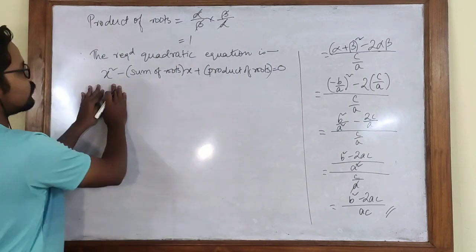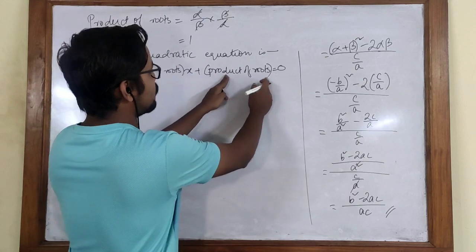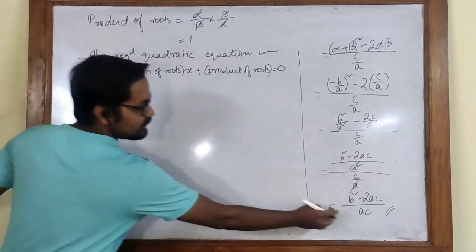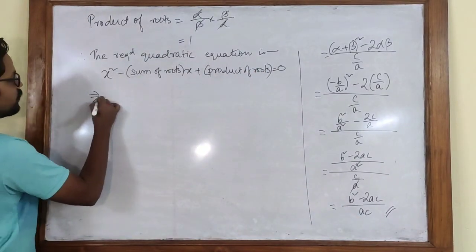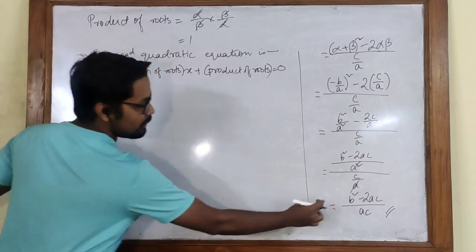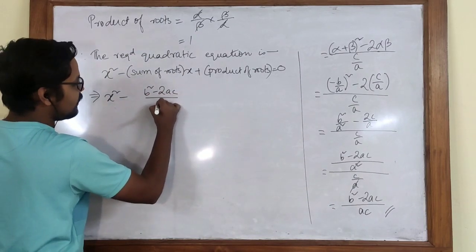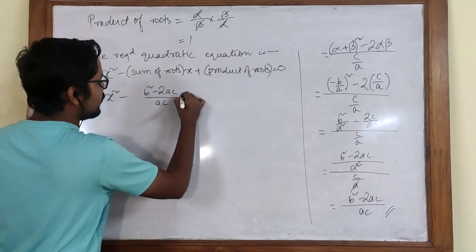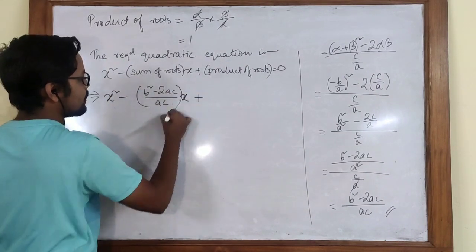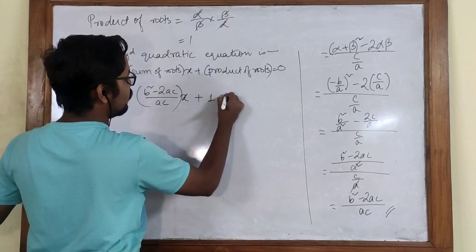Okay, so this is x square minus sum of roots into x plus product of roots equal to 0. This is the sum of roots, so let me put this value in place of sum of roots. b square minus twice ac by ac into x plus product of roots, which is 1, equal to 0.